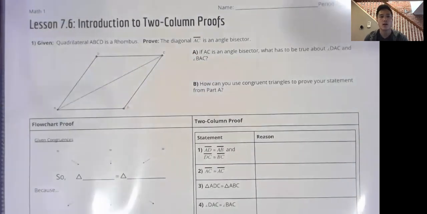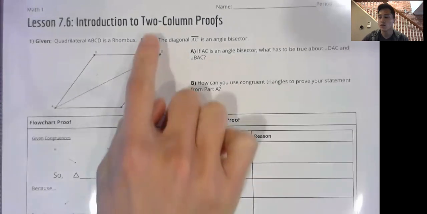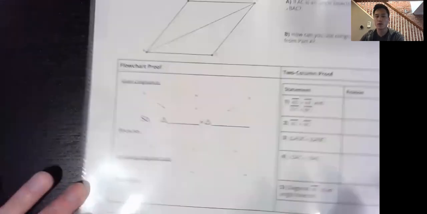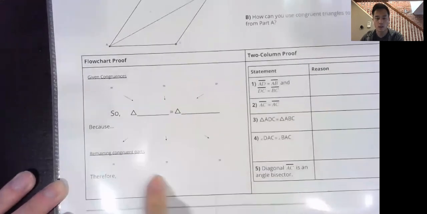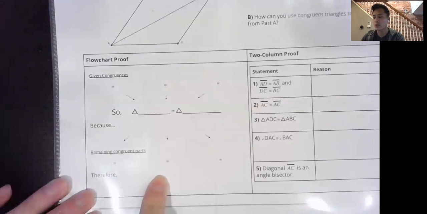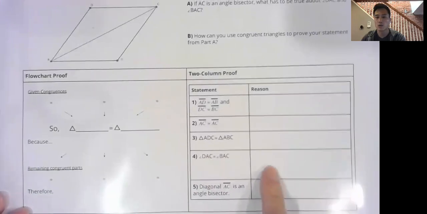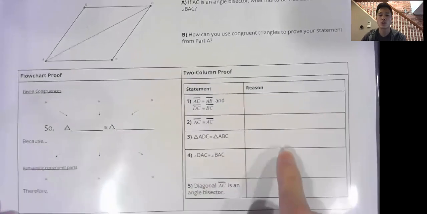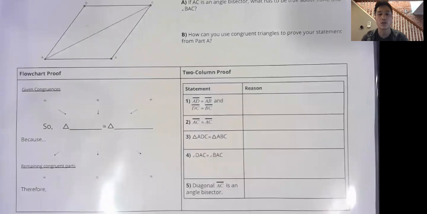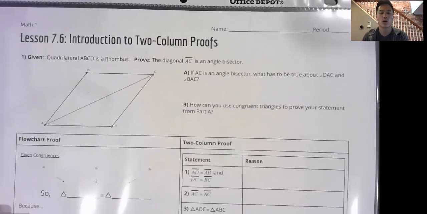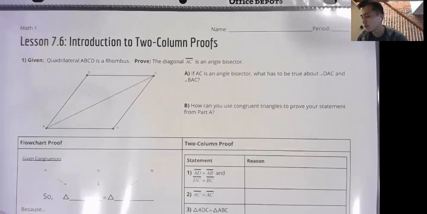And in this lesson, we are going to start looking at two-column proofs. So far, the proofs that we've been doing with congruent triangles, we've been using flowcharts, like the one you see on the left here. And now we're going to start to transition from taking what we know in a flowchart and putting it into a two-column proof. Two-column proofs are what you're going to be using a lot more in Math 2 and beyond. So you should have this worksheet in front of you, either open on your computer or printed out in front of you.